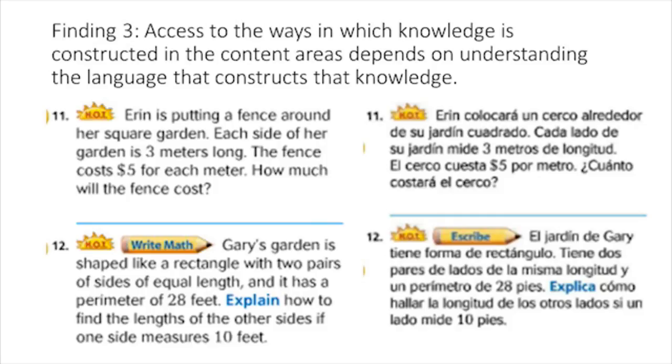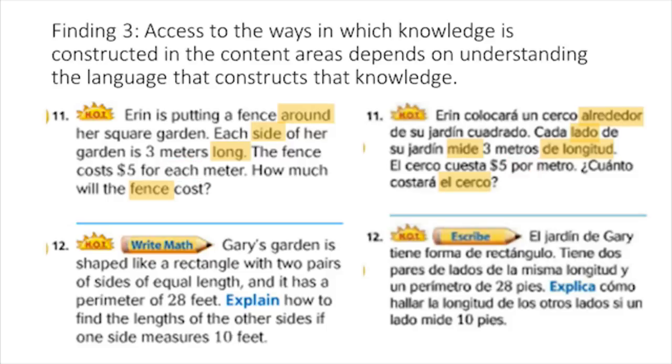Finding 3 is access to the ways in which knowledge is constructed in the content areas. So just basically, I've highlighted here all of the terminology that seemingly looks like everyday language, but in fact is connected to very technical ideas.